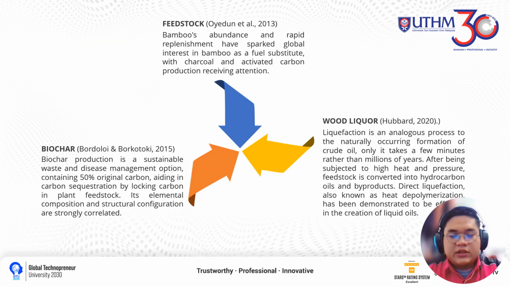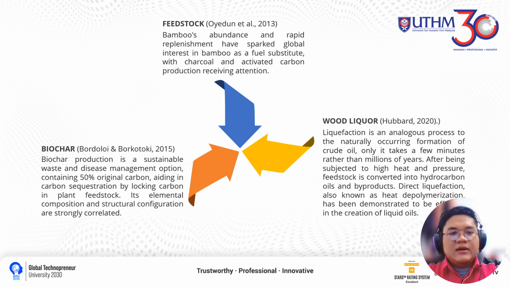The next part of the literature review explains the feedstock. As stated by Oyedun et al. 2013, bamboo's abundance and rapid replenishment have sparked global interest in bamboo as a fuel substitute, with charcoal and activated carbon production receiving a lot of attention. This just means that before this, bamboo was the main product for furniture and paper making, but at the same time, recent research has stated that bamboo is a suitable feedstock that can be used to produce biochar and wood liquor as well.